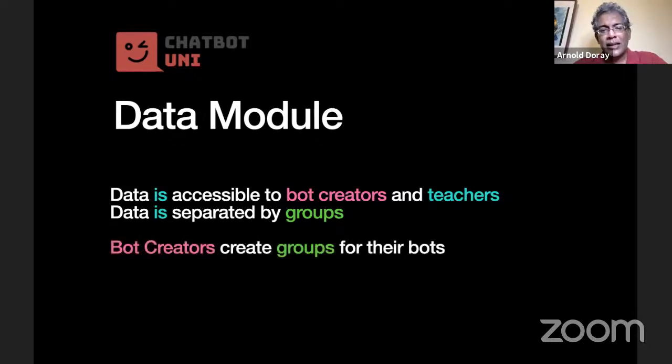Okay, so the basic idea is that bot creators, they first create the chatbot, obviously, but then they would create one or more groups for their bots. And the names of the groups must be unique. It can be anything, but it has to be unique. No spaces. Any other symbols is fine, but it must be unique.